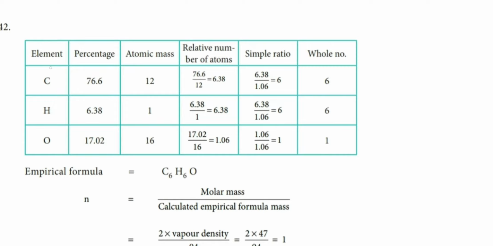So the elements are carbon, hydrogen and oxygen, with percentages 76.6, 6.38 and 17.02. The atomic masses are 12 for carbon, 1 for hydrogen and 16 for oxygen. The relative number of atoms is calculated as percentage divided by atomic mass. So 76.6 divided by 12 is 6.38, 6.38 divided by 1 is 6.38, and 17.02 divided by 16 is 1.06.